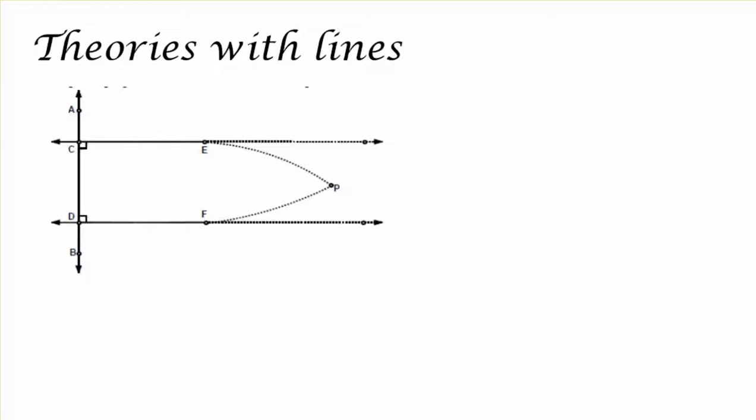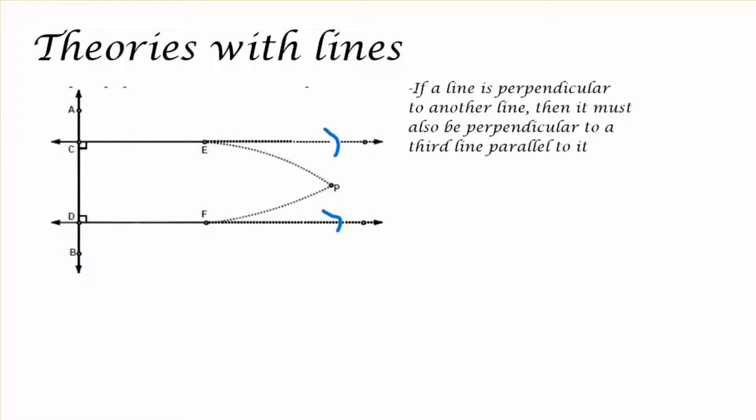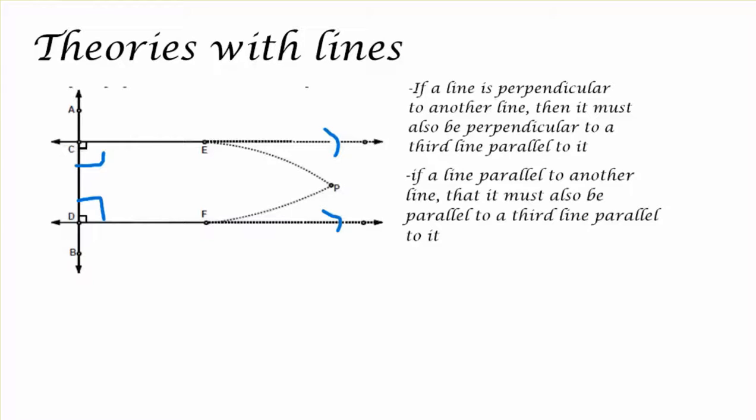Now, some basic theorems do exist with these lines. So here I have two parallel lines, and I'll denote them with the two arrows for these parallel lines. And I have another line, line AB, over on the left that is perpendicular to both of them. So if a line is perpendicular to another line, then it must also be perpendicular to a third line that is parallel to it. Essentially, because AB is perpendicular to CE, it must also be perpendicular to DF. None of the angles change. Since two lines are parallel, that line must be perpendicular to both.